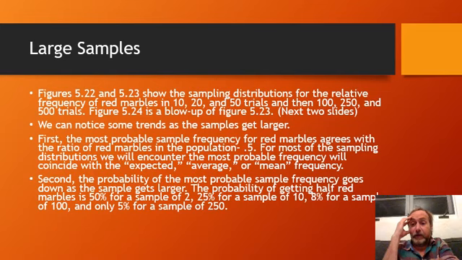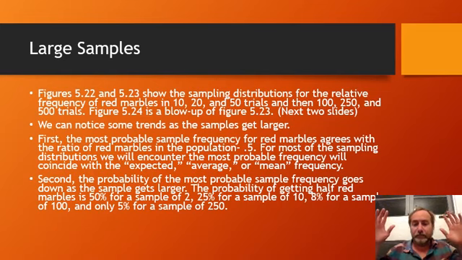Let's look at some even bigger samples. The next slides are going to show us samples of 10, 20, 50 trials, and then 100, 250, 500 trials. And we're going to notice some trends as the samples get larger. First of all, the most probable sample frequency, the peak of the distribution, is going to agree with the ratio of red marbles in the population, which has never changed. We're still dealing with the same jar. We're just pulling more marbles out of it.